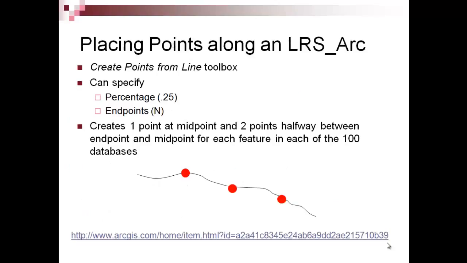And you can see what we did here with this Create Points Along Lines tool. This is a nice tool that I found on the ArcGIS website. You can specify the percentage. I specified it at 0.25, and we didn't specify endpoints, and these were the requirements dictated by the NCDOT. So what it did was create 1 point at the midpoint and 2 points halfway between the endpoint and the midpoint in each of the 100 databases with varying numbers of LRS arcs. So you can see an example of what we're looking at right here, and this was a really powerful tool.